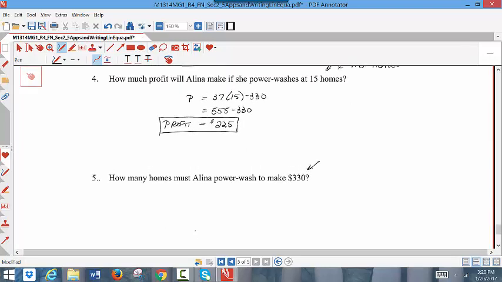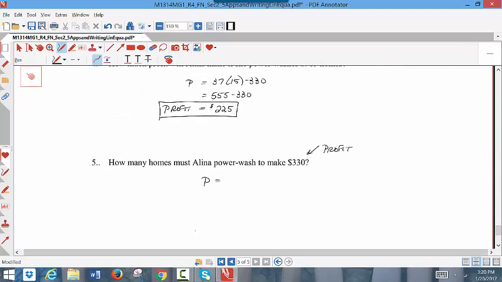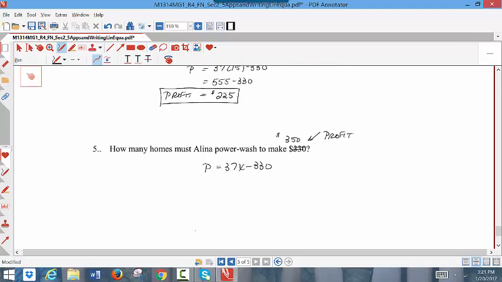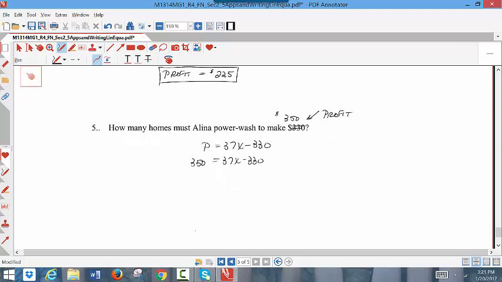How many homes must she power wash to make $330? Okay, this says if her profit is $330, how many homes must she power wash? Okay, so our profit function is 37x minus 330. The profit, let's change that. That's not a good number. Let's make that 350, because I don't like having the two numbers the same in the equation. Her profit is $350. Okay, so for her profit to be $350, you would solve for x, which is the number of homes.